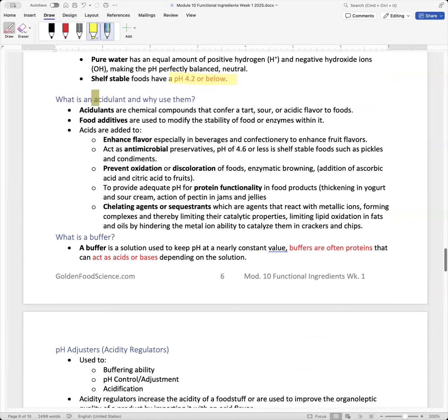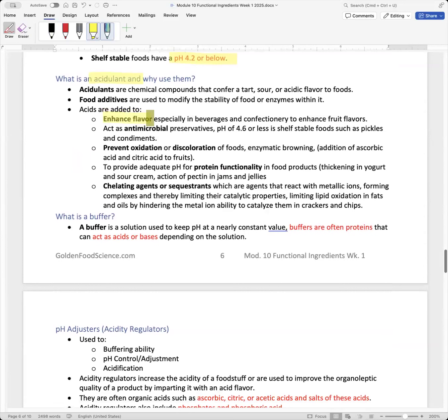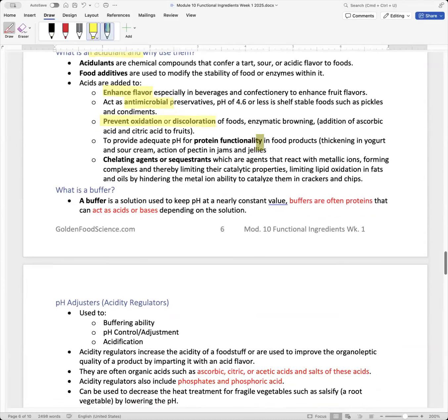Okay, so an acidulant is something that you add that makes things more acidic. We could add them for flavor, for antimicrobial action, to prevent oxidation or discolorization, protein functionality, and as chelating agents or sequestrants. So if you have something that is going rancid and you want to chelate or sequester some of the trace minerals like iron and zinc, then we could use an acid to do that.